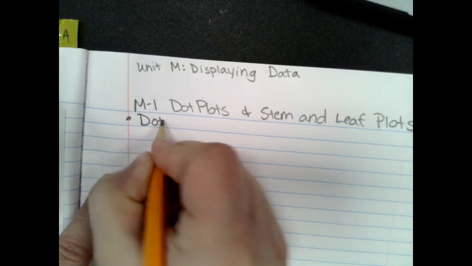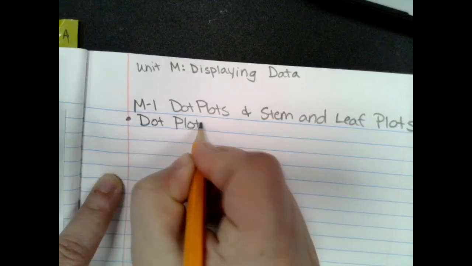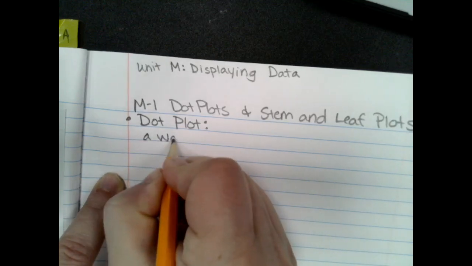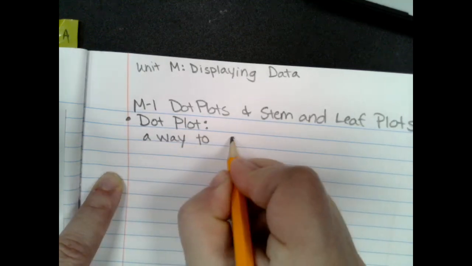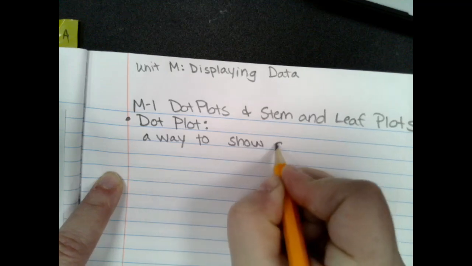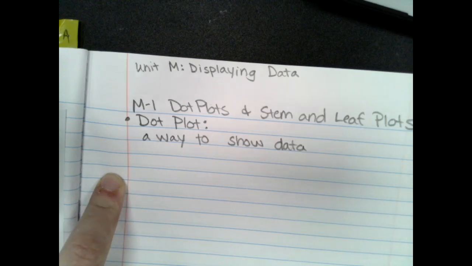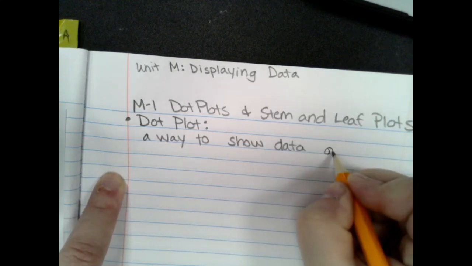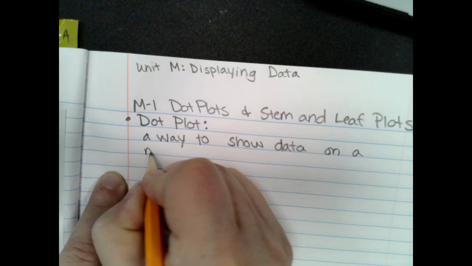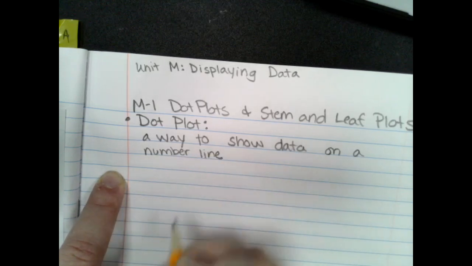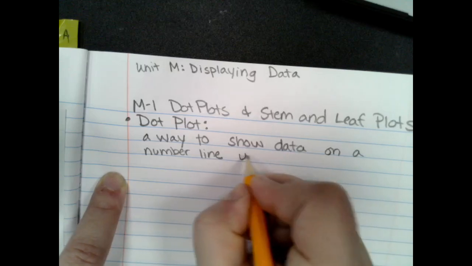All right, so a dot plot is a way to show data on a number line using dots or X's.